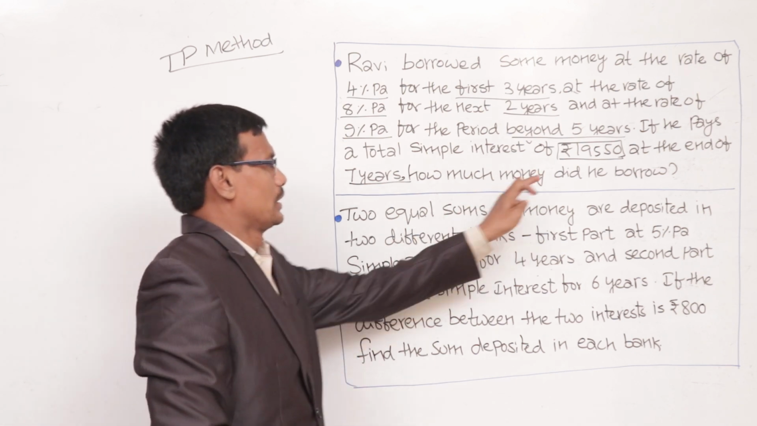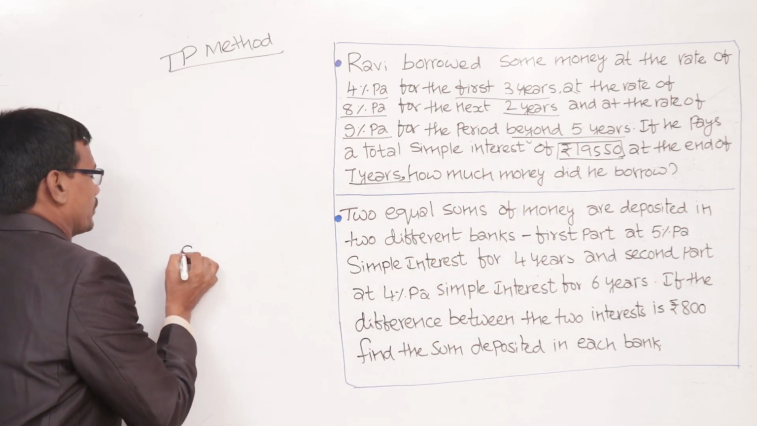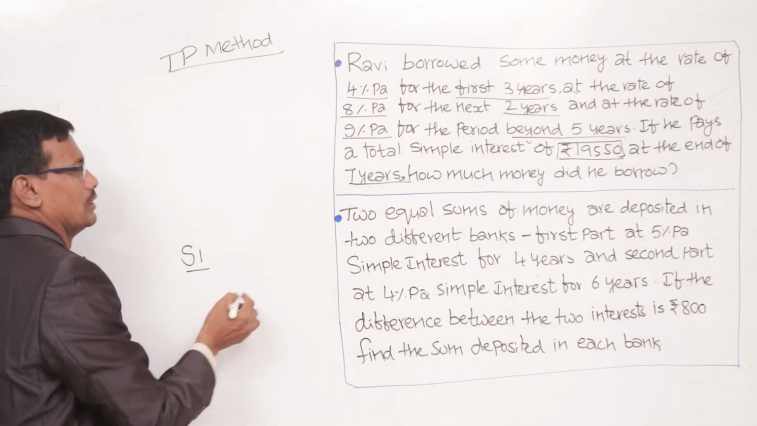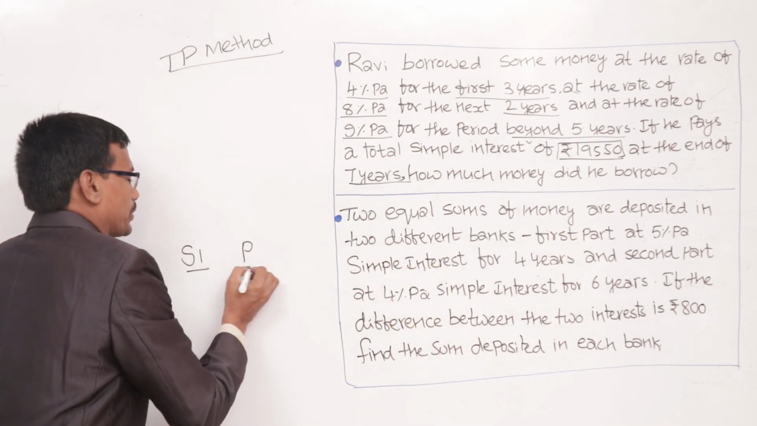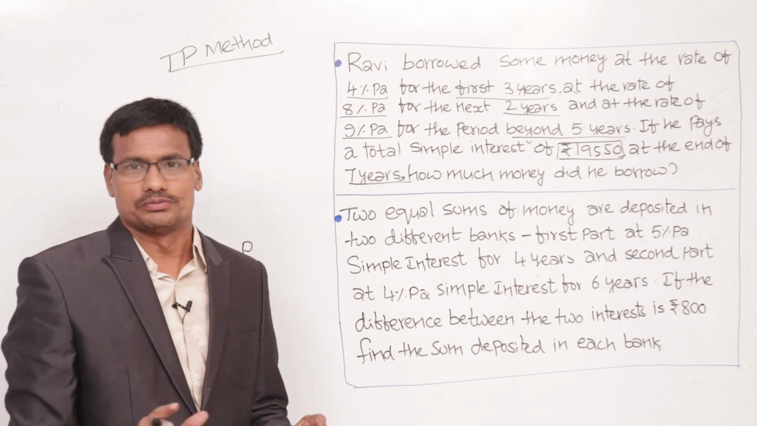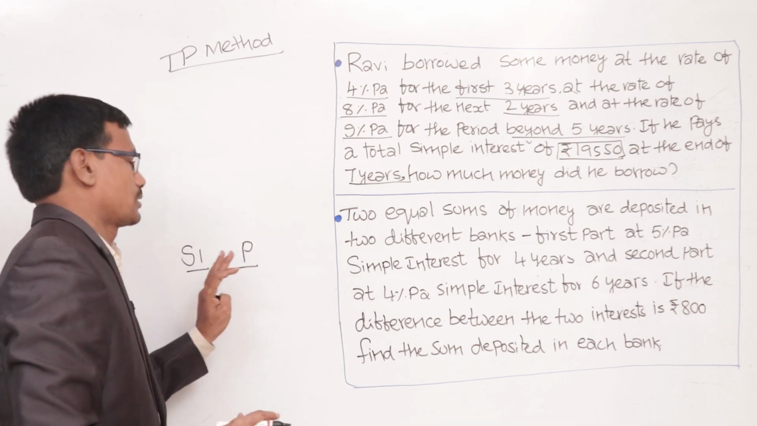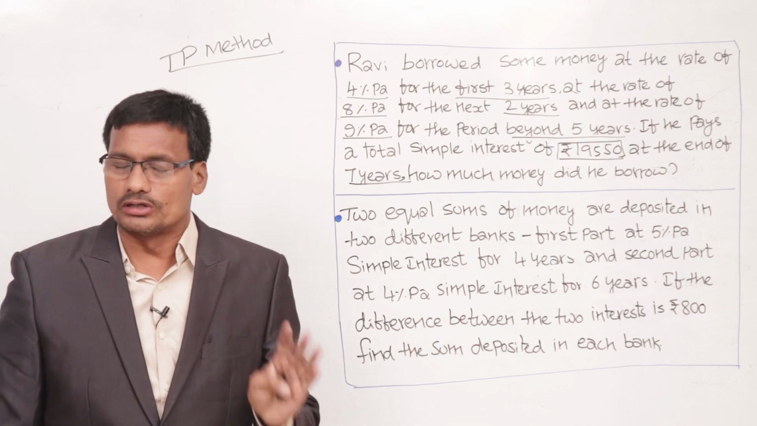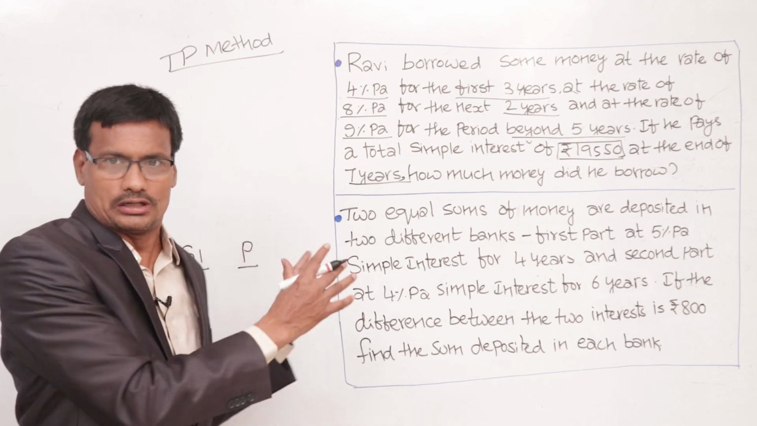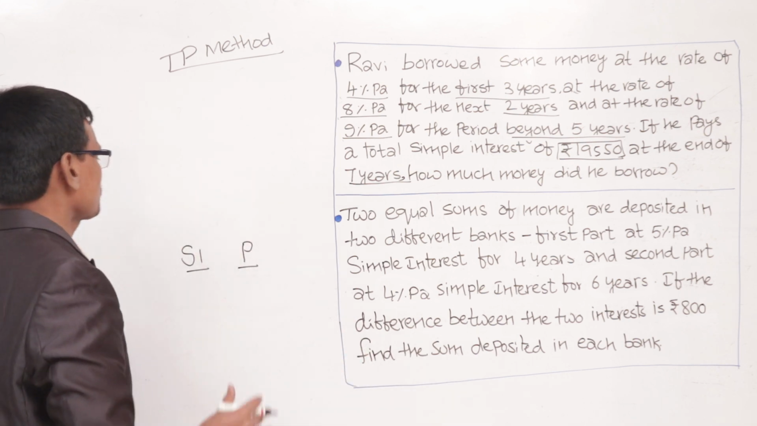Here what they are given? SI given. So whatever they are given, write in the first column, and what they are asking, how much money, that means they are asking the principal. So this is our concept always. By choosing this TP method, we are in a position to solve any type of questions very easily.